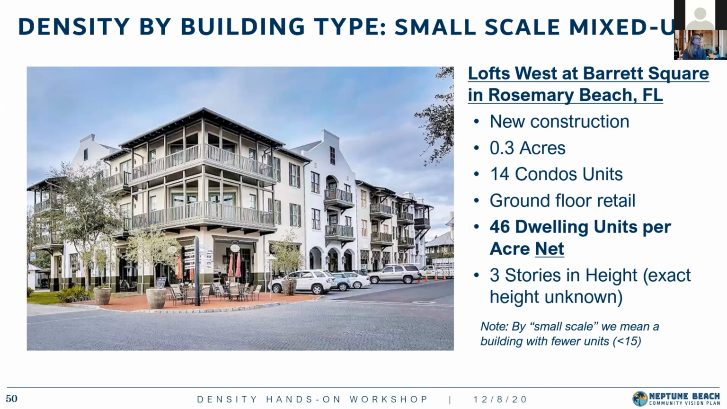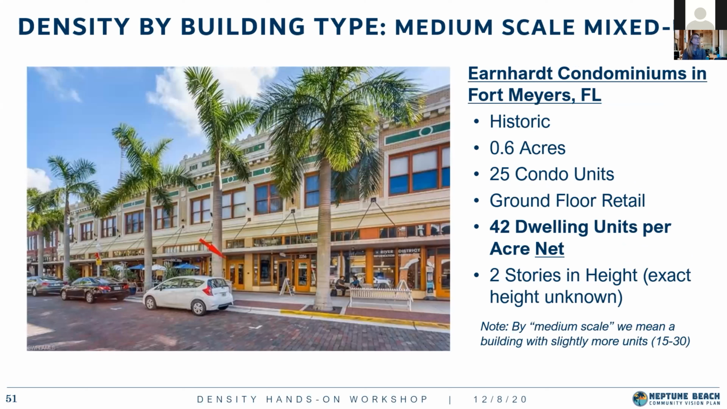Here's an example in Rosemary Beach. These are the lofts at Barrett Square. So this one has 14 condo units above some retail shops. And you can see how the density went up in this case. It's 46 dwelling units per acre. Here's a more medium scale, and by that we just mean it accommodates more units. This is a 2-story example in Fort Myers. These are the historic Earnhardt condominiums in the Earnhardt Historic Building. So only the second floor is residential and the ground floor is retail. It's 25 condo units, and that's 42 dwelling units per acre.